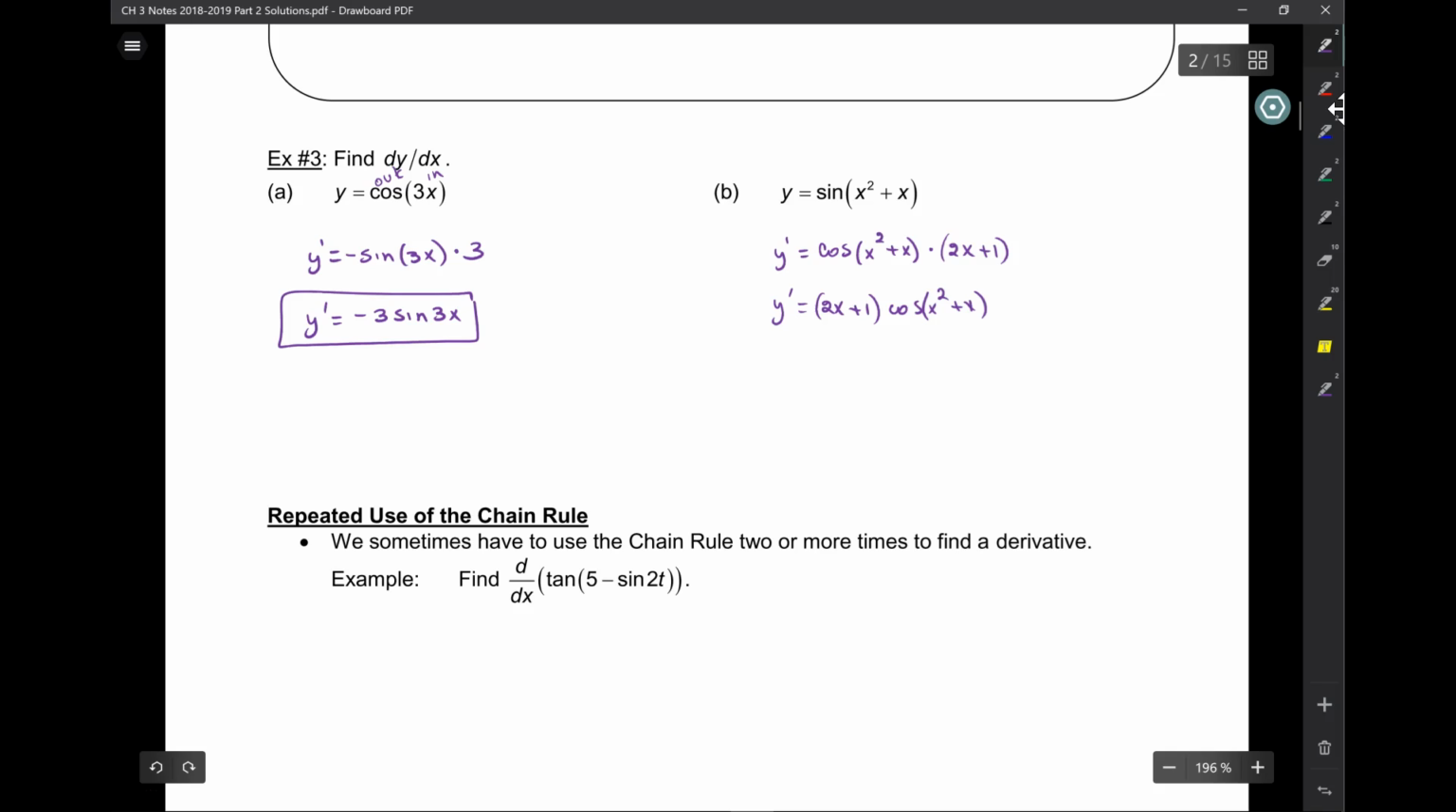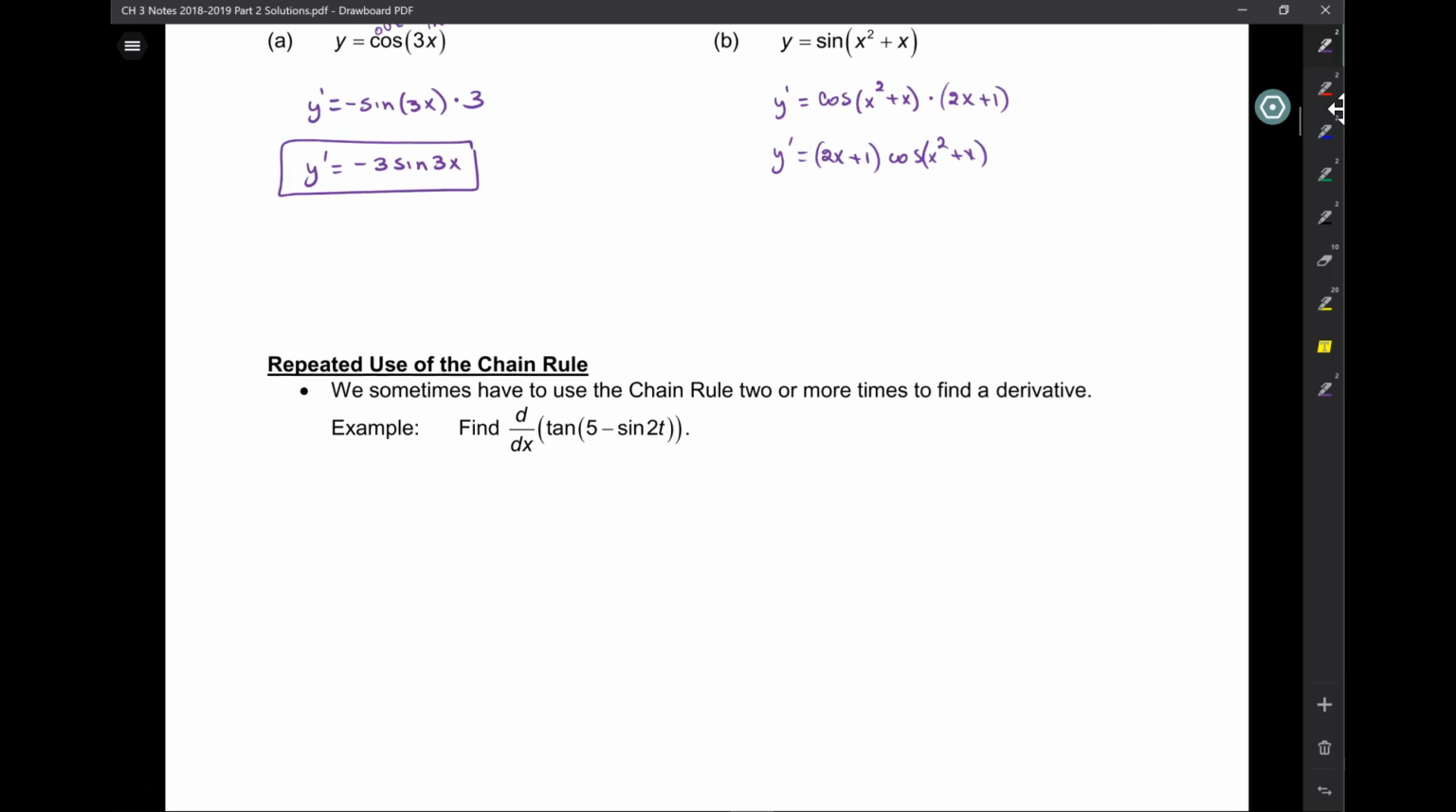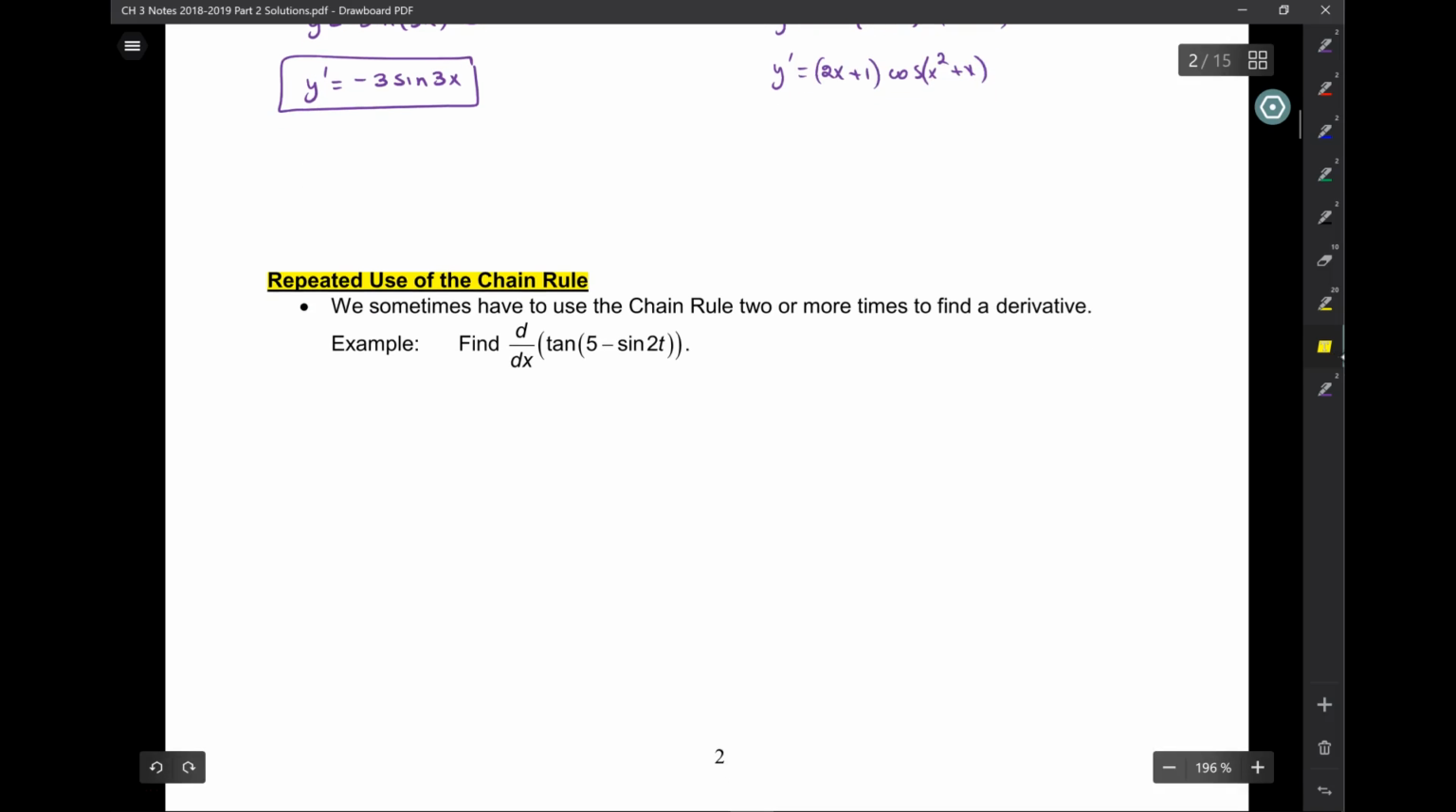Okay. So, will we get to repeated use of chain rule? Yeah, we will. That's next. Repeated use of chain rule. This is when things get real. I know I say this all the time, but I seriously would not mind spending my time doing a sheet of this stuff. I really wouldn't mind that at all.